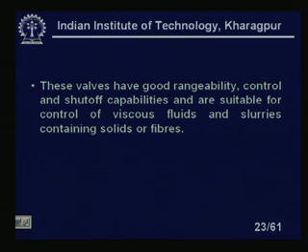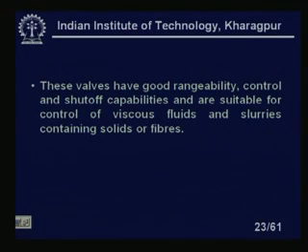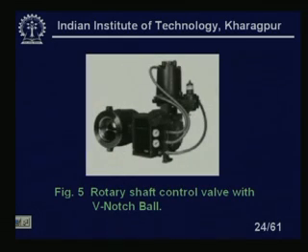Okay, these are the advantages of this type of valves, and it is also suitable for the control of viscous fluids and slurries containing solids and fiber. This is a very common situation you will see in the process industries. That means you will not always find water, very viscous liquids may flow, and they may contain slurries and other fibers. So, in that type of situation ball type of valves will be important. This is a rotary shaft control valve with a V-notch ball. Okay, you can see here this is a V-notch ball valve.